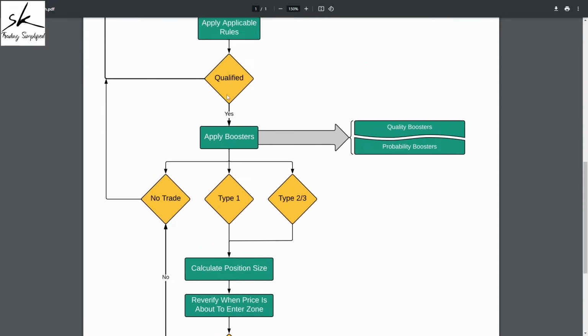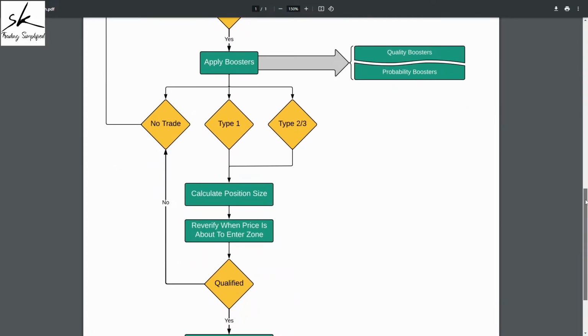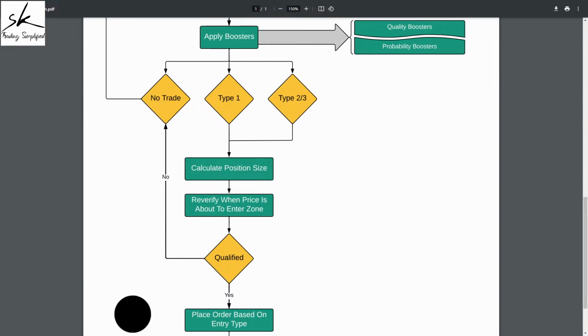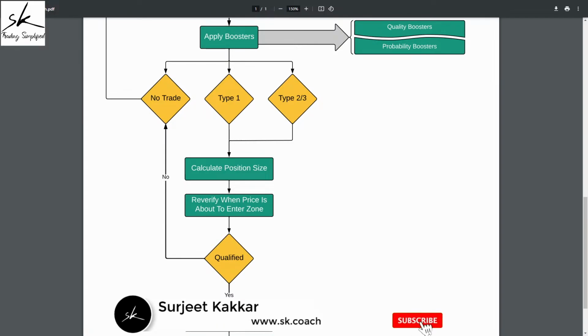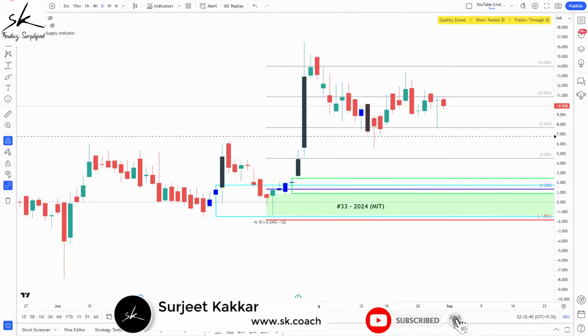But since none of these conditions are disqualifying, the zone is qualified for us. And now the next step we'll do is the booster scoring for this. So coming back to the booster scoring, the very first one is freshness.